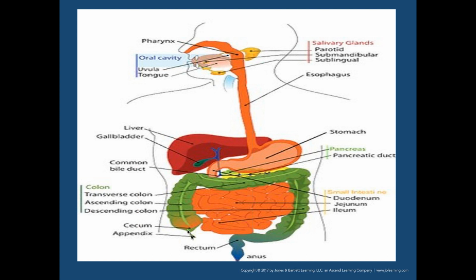So we talked about all this. Here's your appendix down here. Some people have them, some people don't have them, but that's the process. And then it breaks it all the way down here, and eventually it comes over here to the anus, and we just get rid of it. We don't need it anymore. We've gotten everything out of it that our bodies can use.